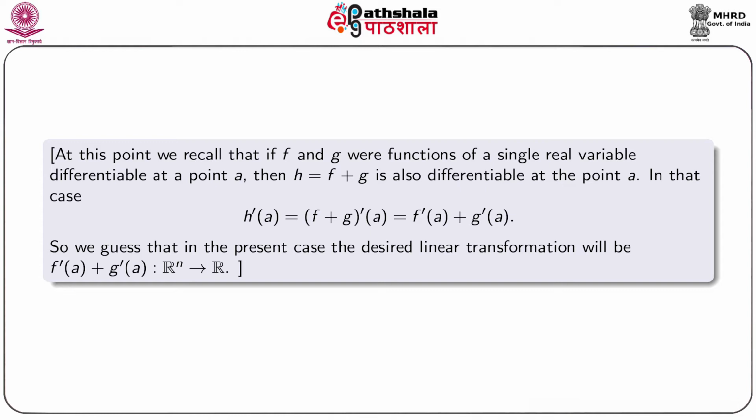In single variable calculus, we know this is a real number, but here we are in search of a linear transformation. If we think of f and g as scalar fields, then f'(a) is a linear transformation from Rn to R as well as g'(a). So, we guess that in the present case, the linear transformation will be f'(a) + g'(a) from Rn to R. Here we recall that we have studied that the sum of two linear transformations defined over the same vector space again gives us a linear transformation.